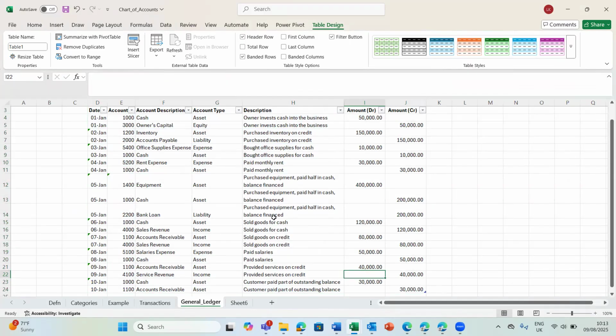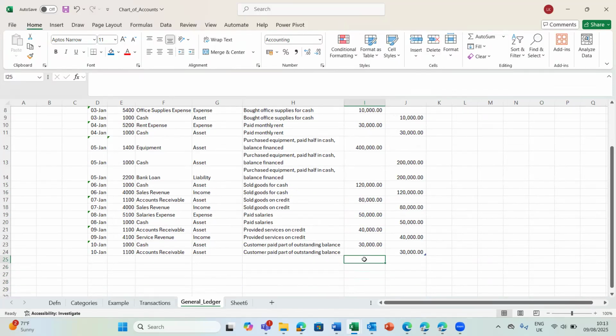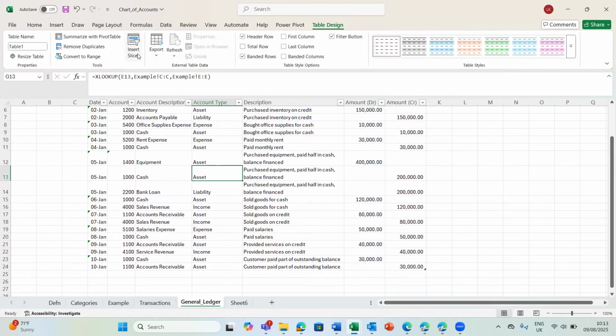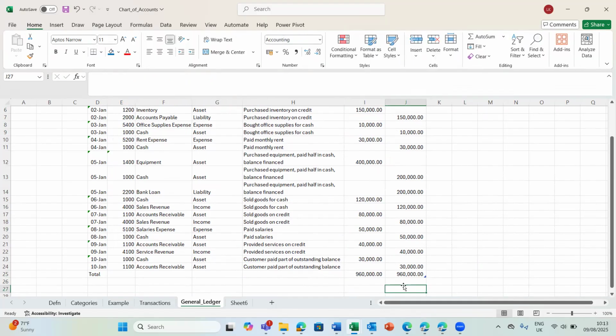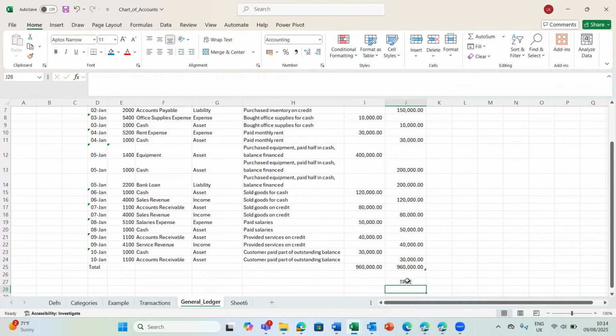Okay. So to know that the double entry is correct, first of all, the debit must be equal to the credit. So let me quickly do the totals. You go to table design and then total row. Here the total is 960, and I'm also expecting this total to be 960. Right. So if you have to prove, this amount equals that amount should be true. Yes, it's true. All right.